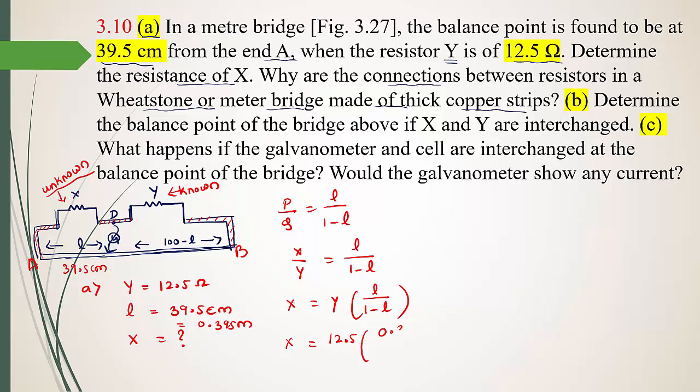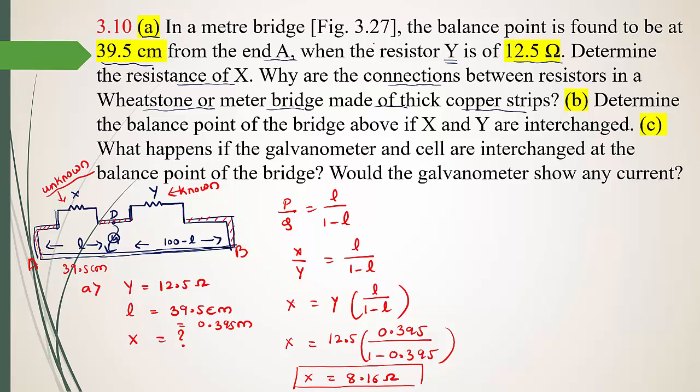Substitute here, 0.395 divided by 1 minus 0.395. So we will get the final answer as 8.16 ohm. This is the value of the unknown resistance X, which is connected at the left gap.